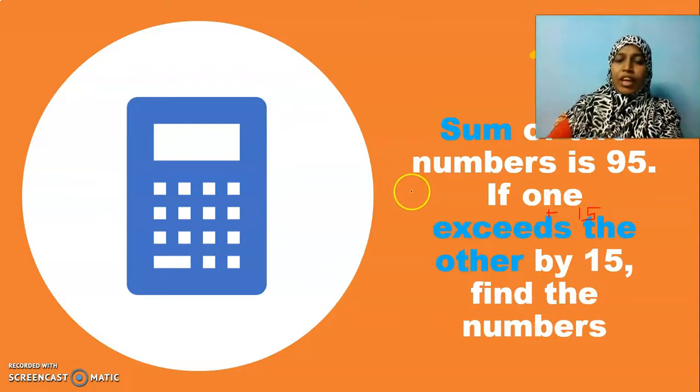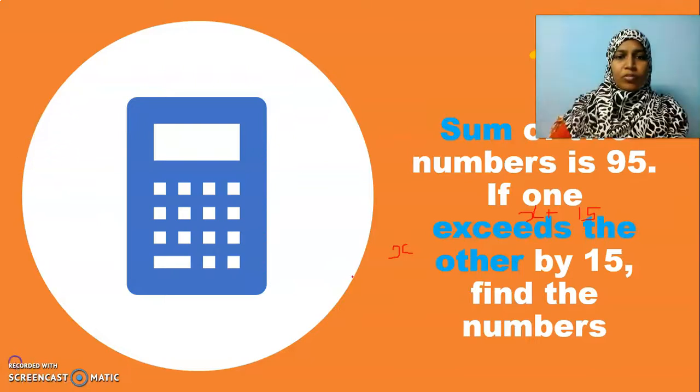Find the numbers. We have two numbers, and the sum of those two numbers. If one is x, in the sense, the other number is x plus 15. We have two numbers, x and x plus 15. If we add these two, we get the number 95.